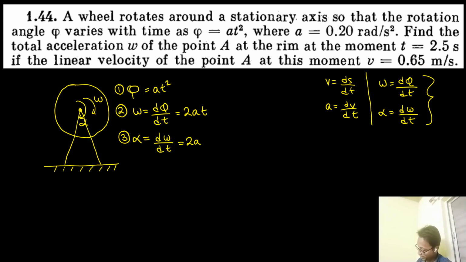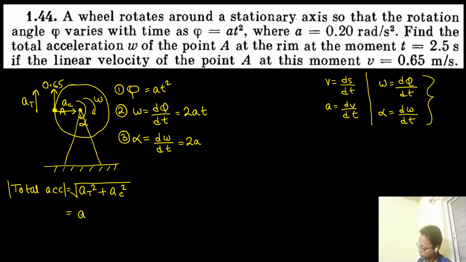Let this be point A on the rim. The velocity is 0.65. In every circular motion, there are two accelerations. One of them is tangential acceleration, and the other is centripetal acceleration or radial acceleration. And the total acceleration is the vector sum of tangential acceleration plus centripetal acceleration, or we can take the magnitude of total acceleration.